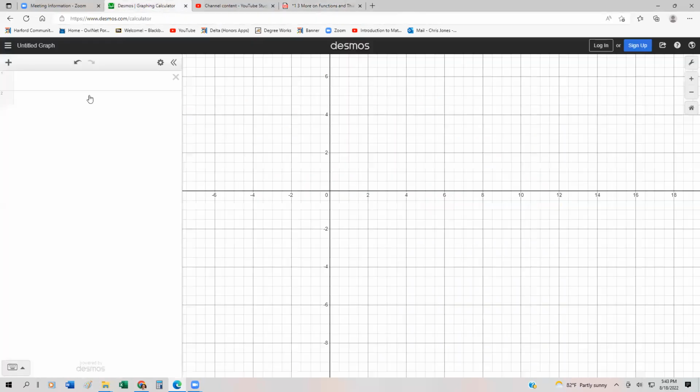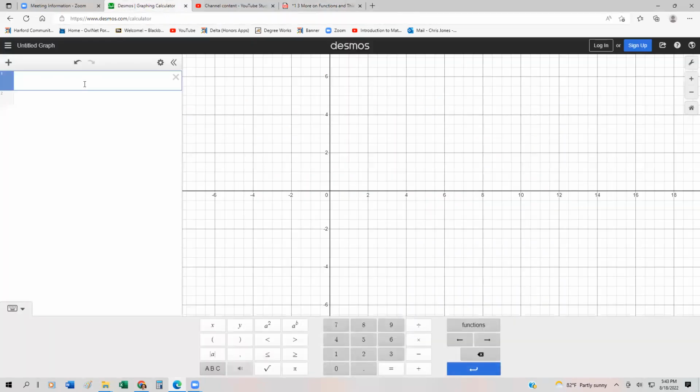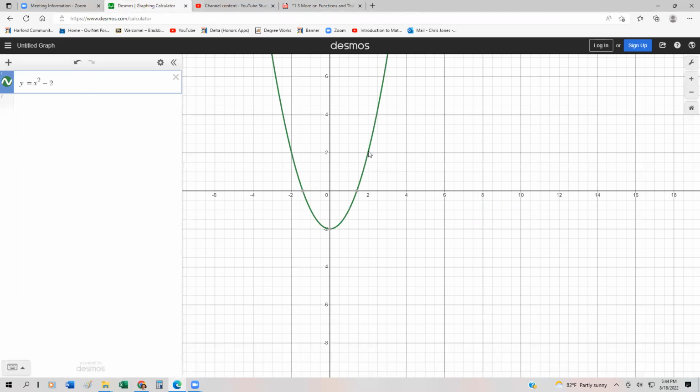But if we were to go through and just plug in y equals, remember, f of x and y are the same thing, x squared minus 2, then I want you to notice that right here, this point and this point are the exact same. Right here, we have negative 2, 0, and then we have negative 2, 2, and then we have 2, 2. So these points are going to be exactly the same for each of those, right?